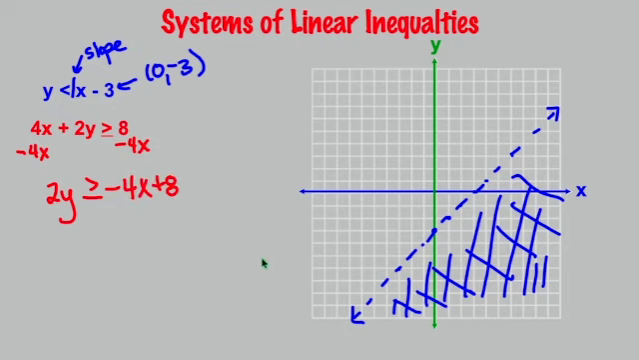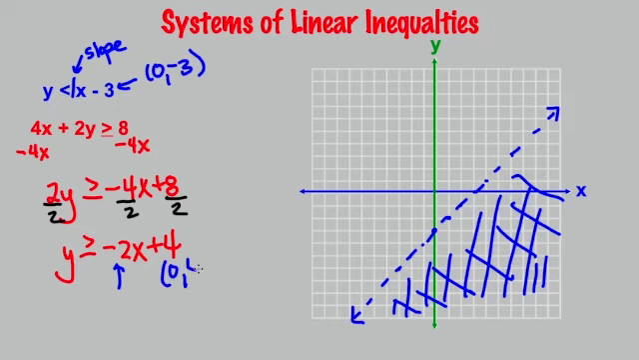And then I'm going to divide both sides by 2. And so now when I'm done doing that, I'm going to get y is greater than or equal to negative 2x plus 4. So now we're in business. I now know what my slope is. My slope is going to be negative 2, and my y-intercept is going to be 0, comma 4.